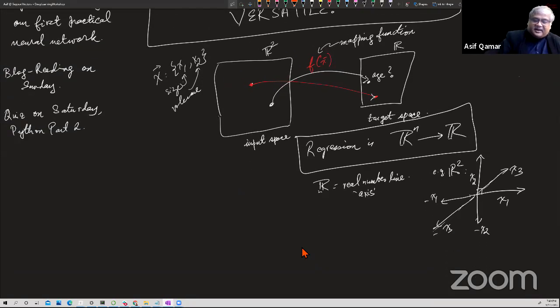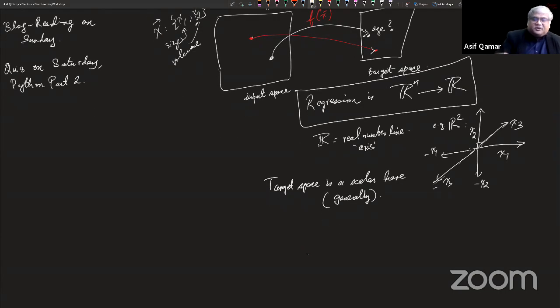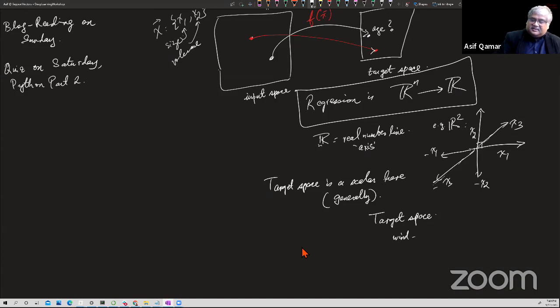See, I always say that the target space is a scalar, generally. Let me use the word generally, but it's not always true. I sort of oversimplified things, and I suppose for once I should mention it. See, let me give examples of target space. Target space is wind velocity, the velocity of the wind.